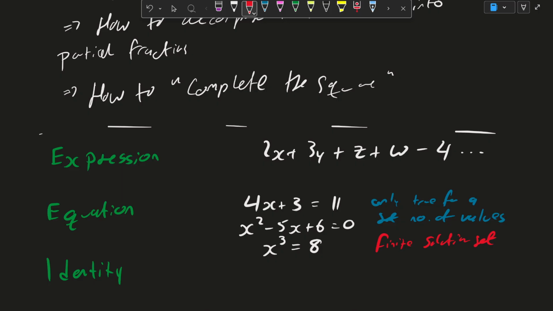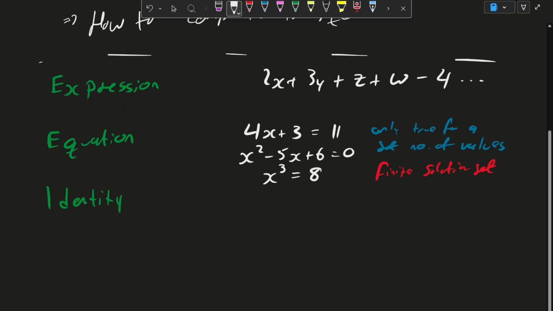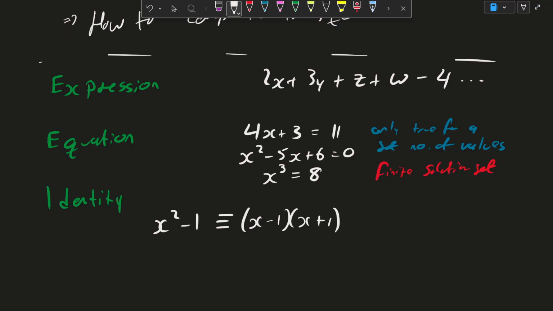An algebraic identity is a little bit different. An example of an algebraic identity would be to say x squared minus 1 is identical to x minus 1 times x plus 1, through the difference of two squares. Note that when we're talking about identities, we use a triple equals sign, and this is read as "is identical to".